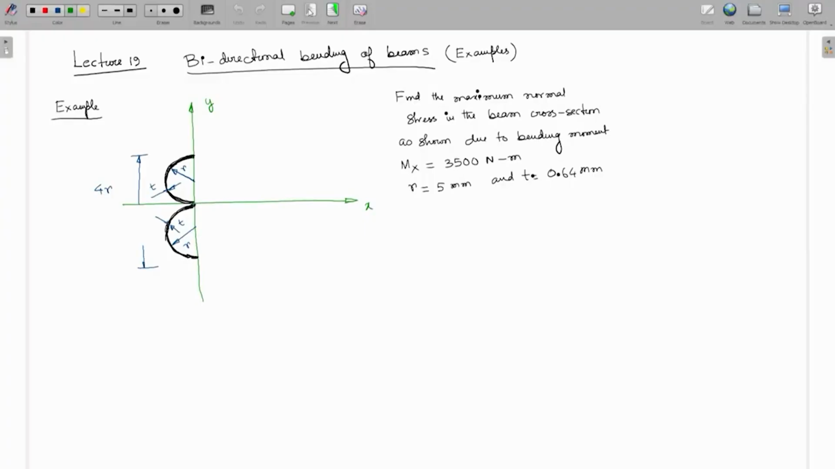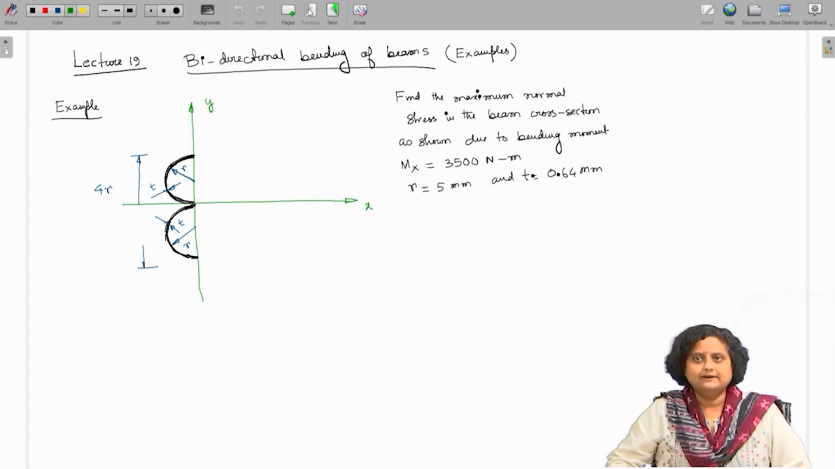Hello, welcome to lecture 19, which will be an extension of bidirectional bending of beams as we have been discussing in this week. So, we will also solve another example here to get the theory that we had studied till now, to understand the theory in a much better way.